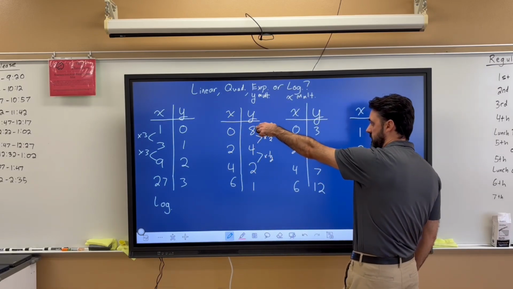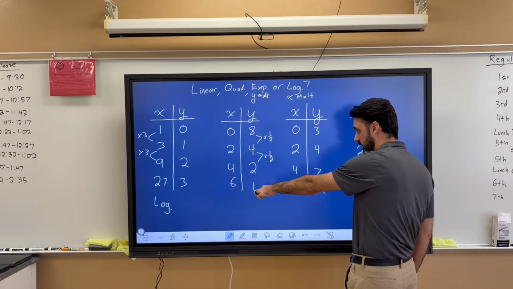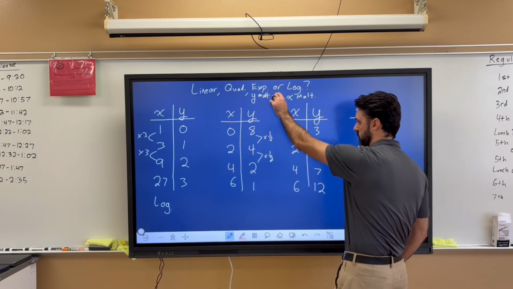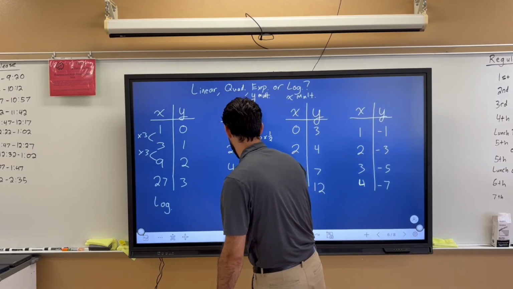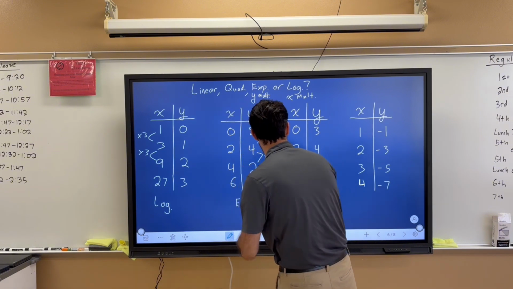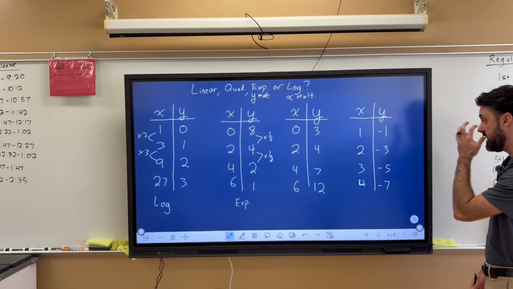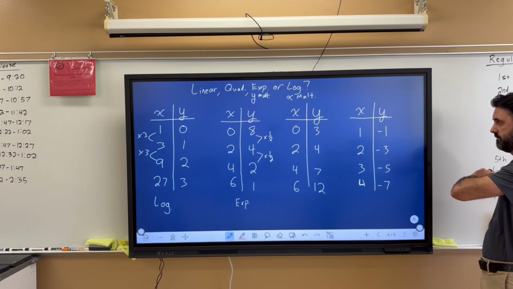So even though it's exponential to k, it's getting smaller, this is still an exponential function because the y's are being multiplied here. All right, that looks like the only 2 where any of the values are changing by multiplication.